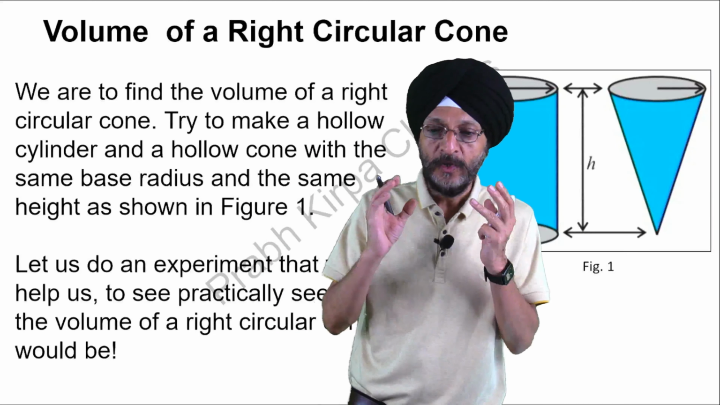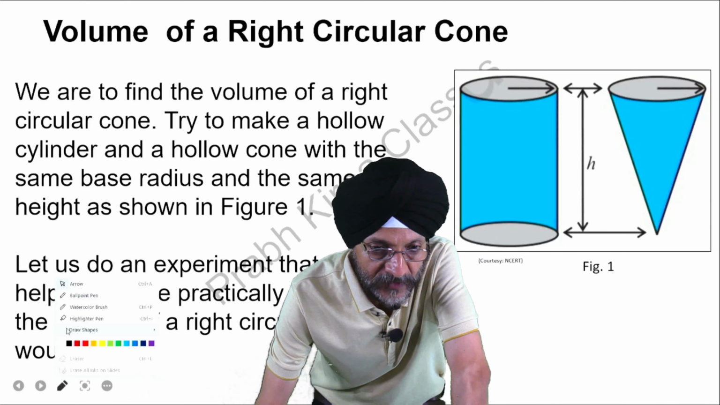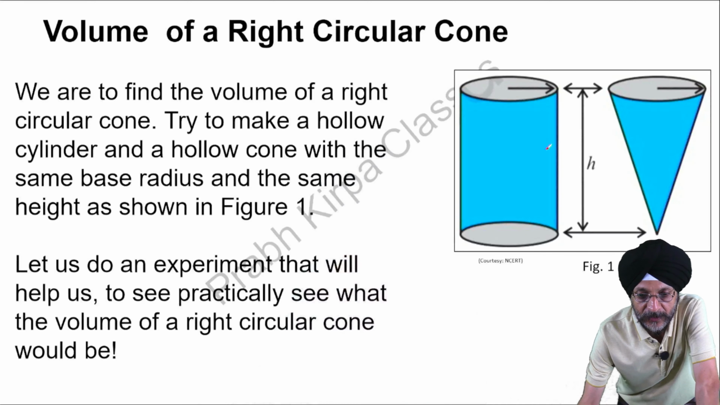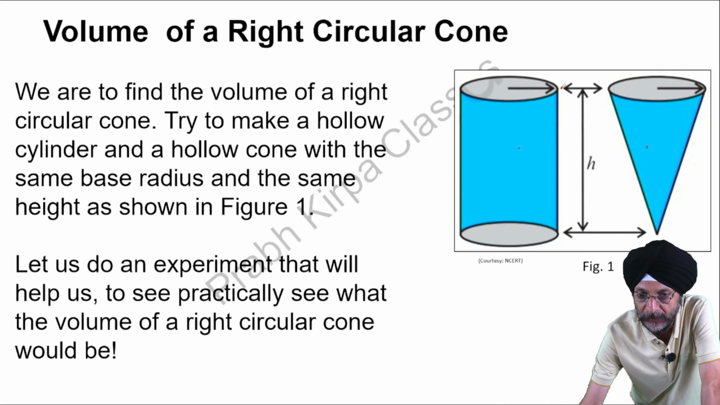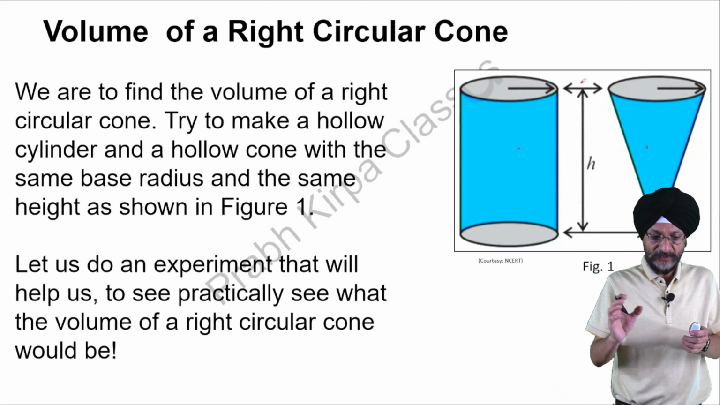For that purpose, we make a hollow cylinder as well as a hollow cone which have the same height. You can see here that this cylinder and this cone have the same height, and the base radius of both, that is the cylinder as well as the cone, is the same. You can see here that this is the radius of the cylinder and this is the radius of the base of the cone, which are the same. So we will try to find out the volume of a right circular cone.